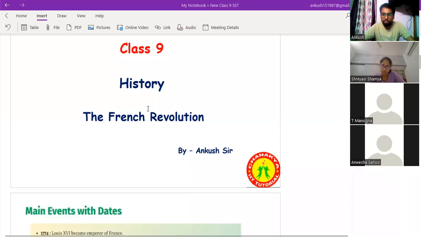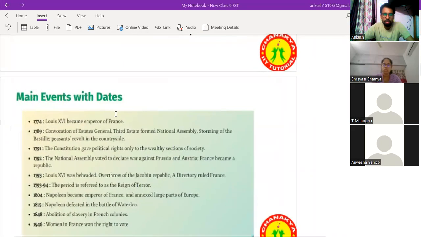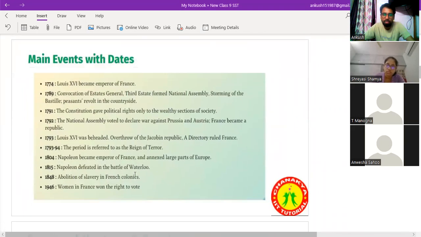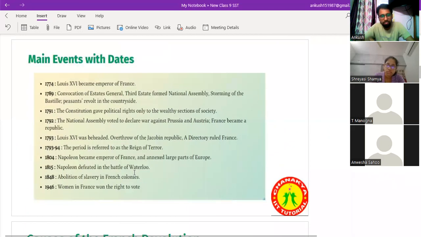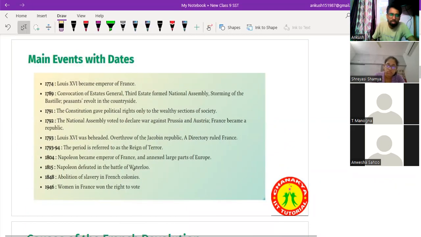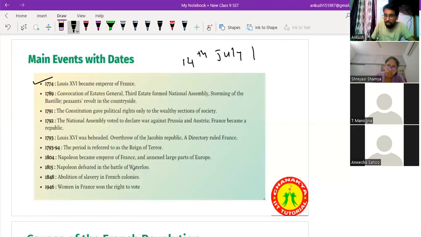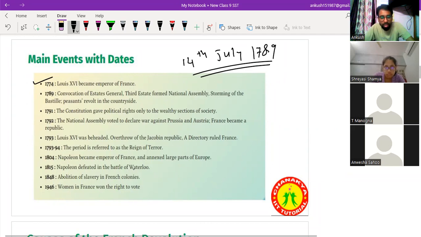So this is history, the French Revolution. First of all, we will try to understand how the main events had taken place, with the years. Actually, 14th July 1789 was the day when people came onto the street and started to protest against their king, the monarch. But it all started from the rule of King Louis XVI, when he became the king or monarch of France.